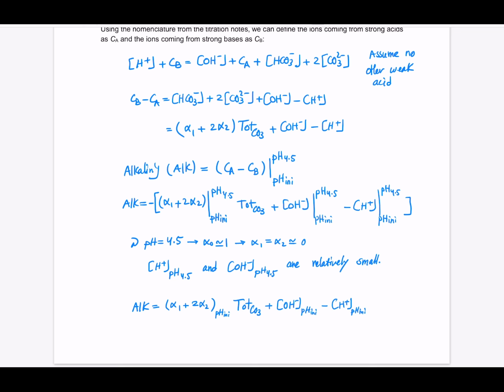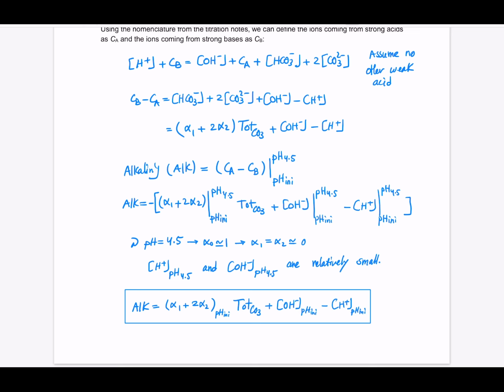So the minus is basically you have to have this guy minus this guy, so the minus is already gone. Yeah, that's a good point. When I was putting this note together, I was also initially confused about that minus. So this is the term to calculate alkalinity.